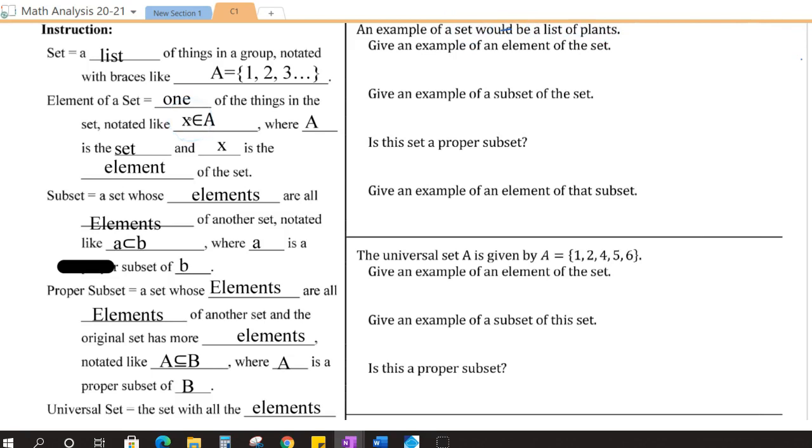An element of the set is one of the things in the set. It's notated like this: x is an element of A, where A is the set, up here we had the set, and x is the element. So we would say 1 would be an element of A. 2 would be an element of A. It kind of looks like an E, but it's actually more like a backward C with a line through it.